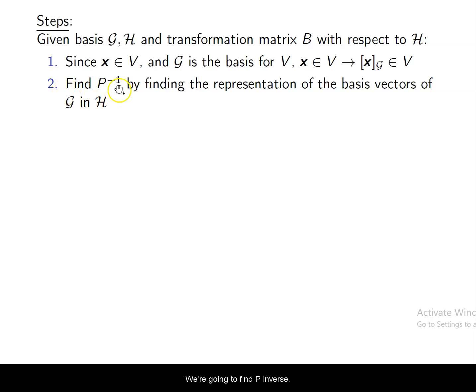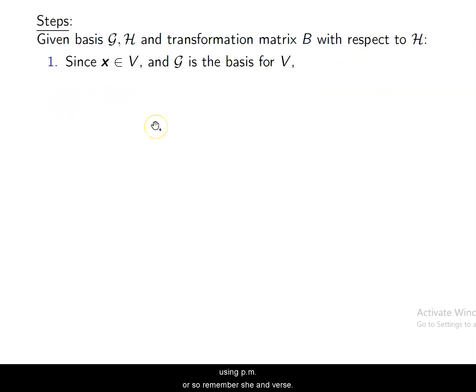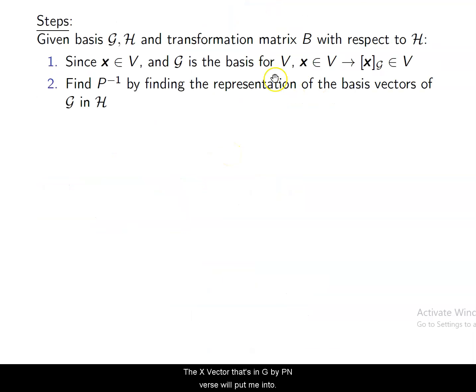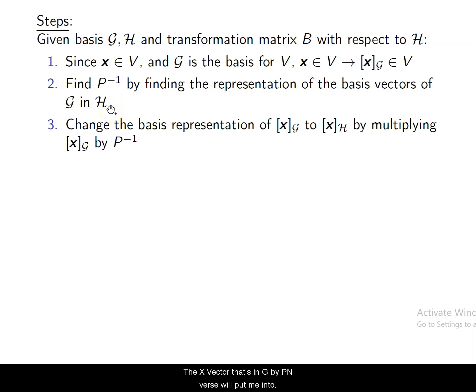We're going to find P inverse by finding the representation of the basis vectors of G in H, right? Because we're in G right now, we're going to have to move into H to do our computations because our transformation is with respect to H. So I need to take my thing that's in G and write it in terms of H, and I can do that by using P inverse. Remember, P inverse is a transformation from G to H. I'm in G already, I need to get into H. So multiplying my vector that's in G by P inverse will put me into H.